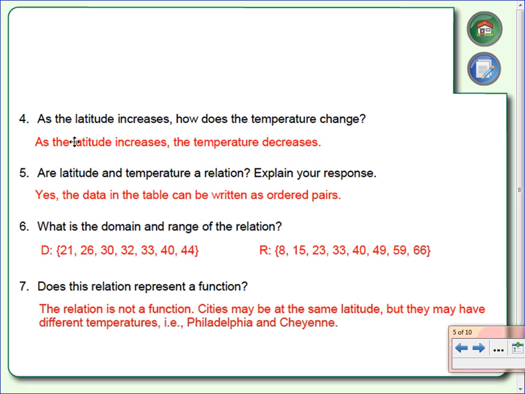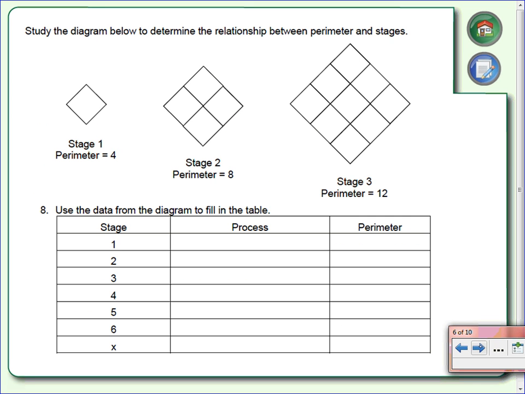Let's make it a little bit harder with this next one here. Just a little bit. They want us to study the diagram below to determine the relationship between the perimeter and the stage. The perimeter and the stage. So if you look here, the first stage has a perimeter of 4.